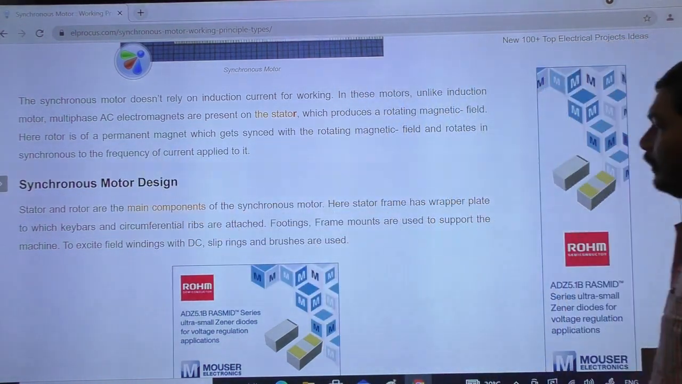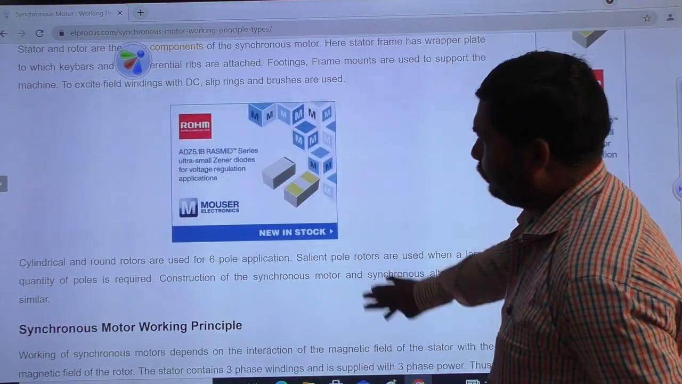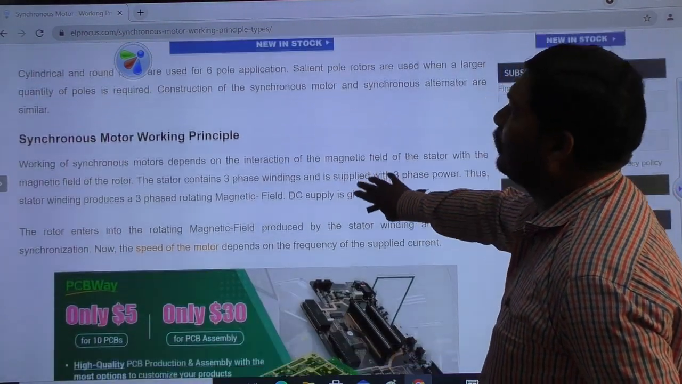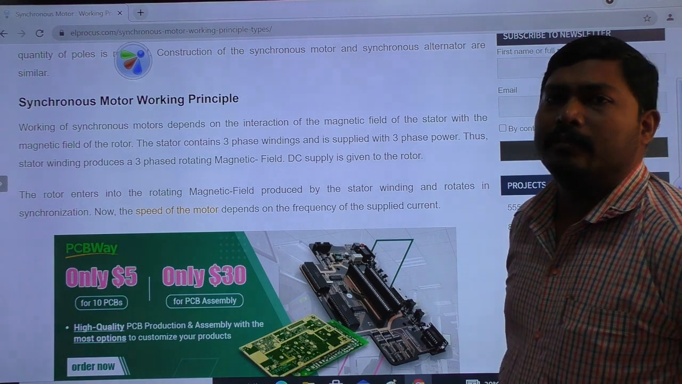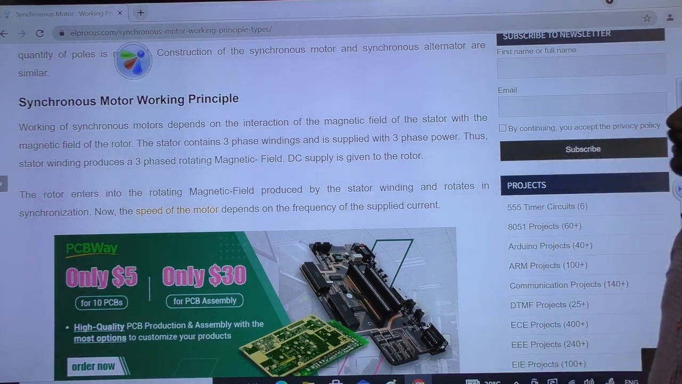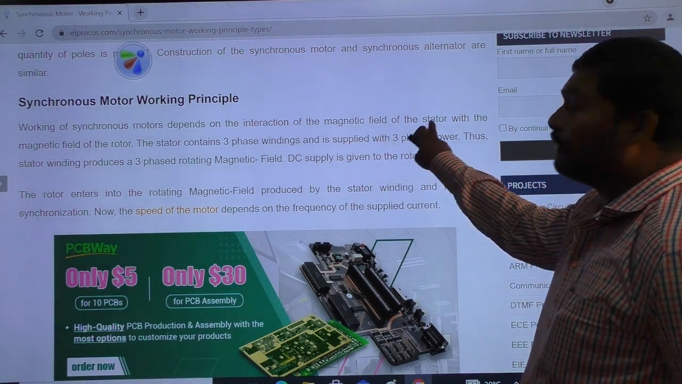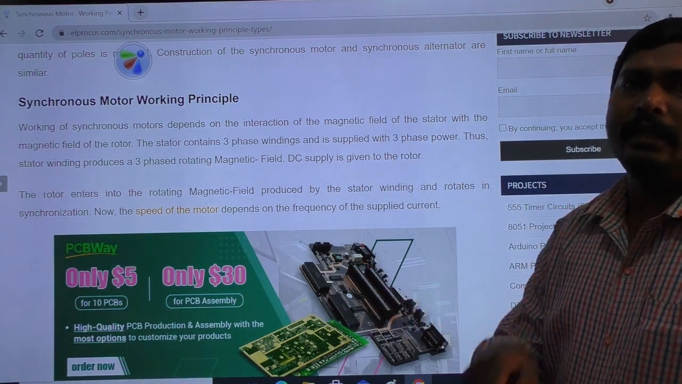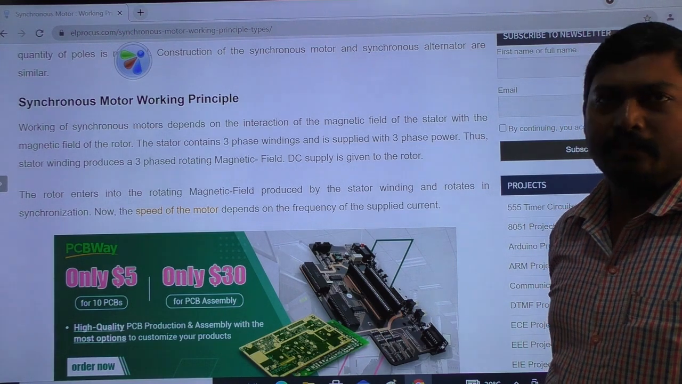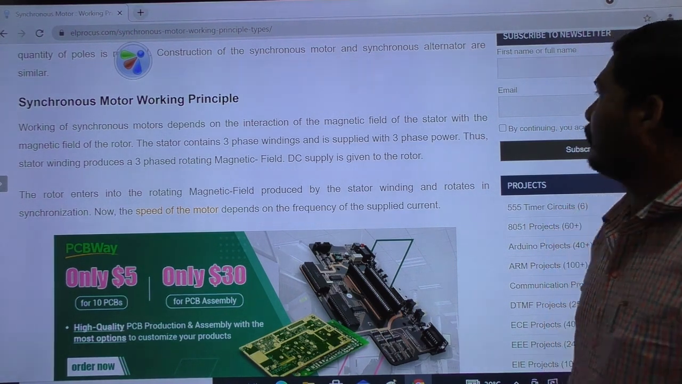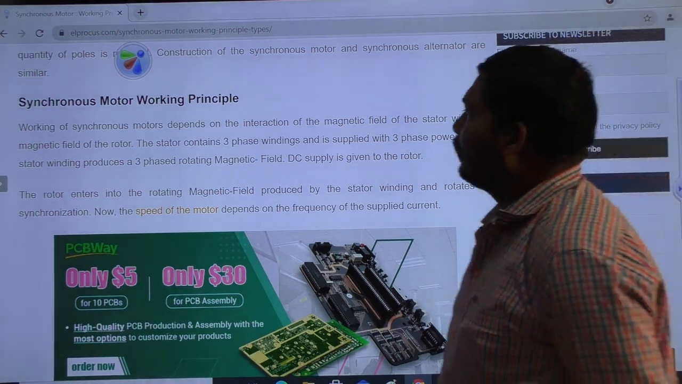Now further, the working principle, which we have already discussed. Let us understand it by its theory. The working of a synchronous motor depends on the interaction of the magnetic field of the stator, because we have supplied AC to the stator side, with the magnetic field of the rotor.